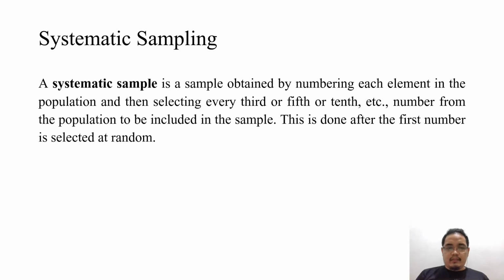Okay? So, next we have systematic sample. So, sa systematic sample naman, ito yung kinukuha natin yung kth element. So, ito yung every fifth, every fourth. So, depende sa number na una mong maipili. Okay? So, sabi nga dyan, this is done after the first number is selected at random. So, pagpili mo ng unang number, pwede ka nang kumuha ng kasunod every fourth, every fifth, o kung ano mang makukuha mo. Depende sa computation.